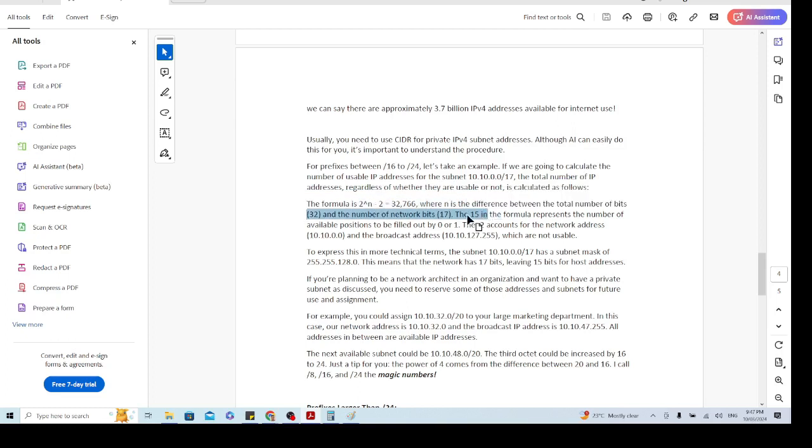I've mentioned here as well. So the 15 in the formula represents the number of available positions to be filled out by 0 or 1. The minus 2 is the network address 10.10, which is the first IP address in the range, and the broadcast address, which is 10.10.127.255, which are not usable. You might ask, why is this the broadcast IP address?